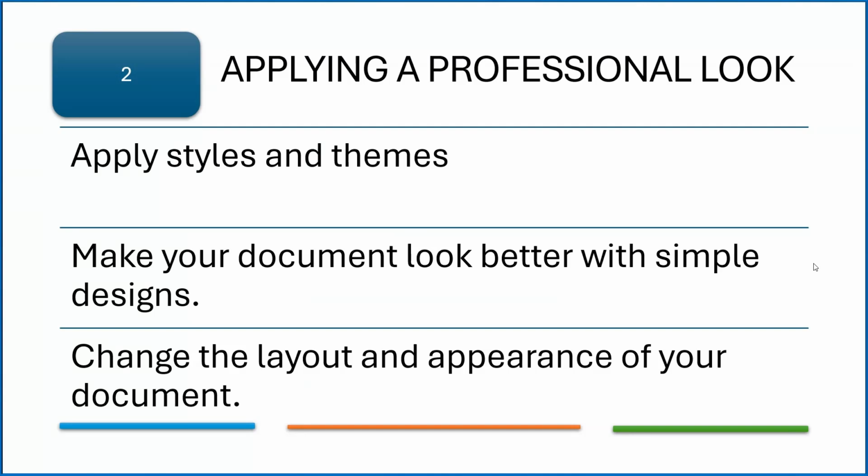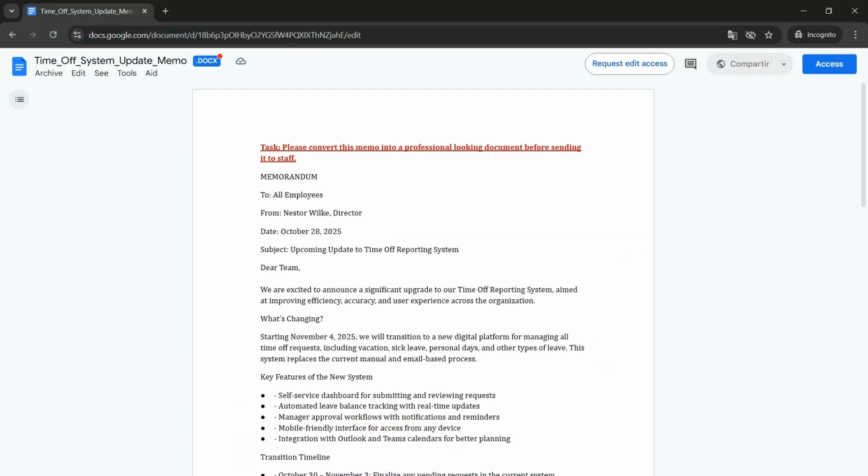And along the way, we'll learn how to change the layout and the appearance of the document as well. So this is what we want to do. Go ahead and click on the link that's in the description. We'll be working from this existing file and we have a task. We need to go ahead and convert this memo into a professional looking document before sending.